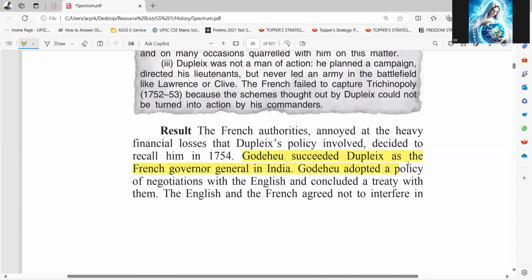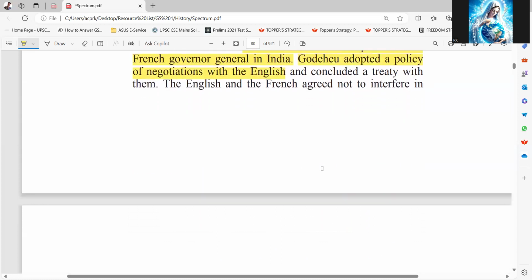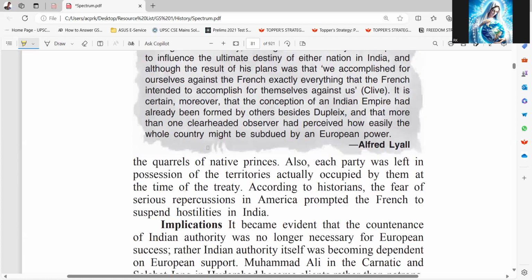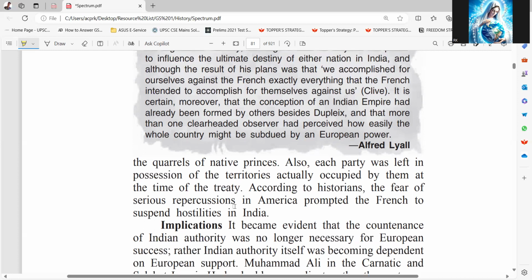Godeheu succeeded Dupleix as French Governor General in India. Godeheu adopted a policy of negotiations with the English and concluded a treaty with them. The English and French agreed not to interfere in the quarrels of native princes. Also, each party was left in possession of the territories actually occupied by them at the time of the treaty. According to historians, the fear of serious repercussions in America prompted the French to suspend hostilities in India.